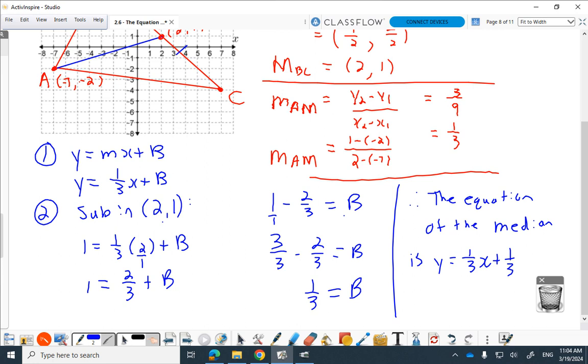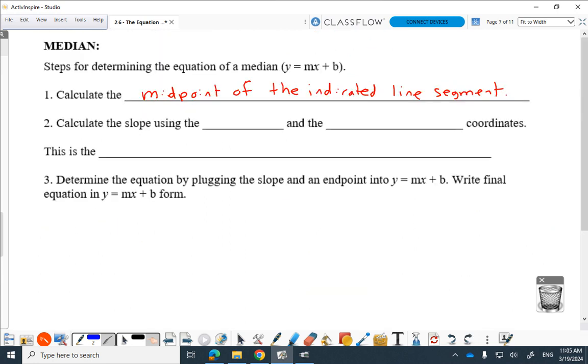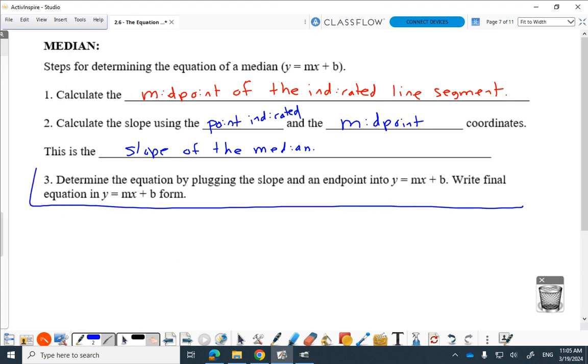Oh, we gotta go back and do the steps. More time here, and then fill in your chart of steps. Calculate the slope using the point indicated. And by indicated, I mean in the question, they'll tell you which point you're going to have to use. They'll indicate which point, and the midpoint. This is the slope of the median. So unlike perpendicular bisector, where you had to do negative reciprocal, here that is the slope that you're looking for. And then number 3, do that y equals mx plus b dance, or if you're using the new way, that's fine, but notice I've left that out here because I'm trying to focus on what we're doing. I haven't shown that other way.